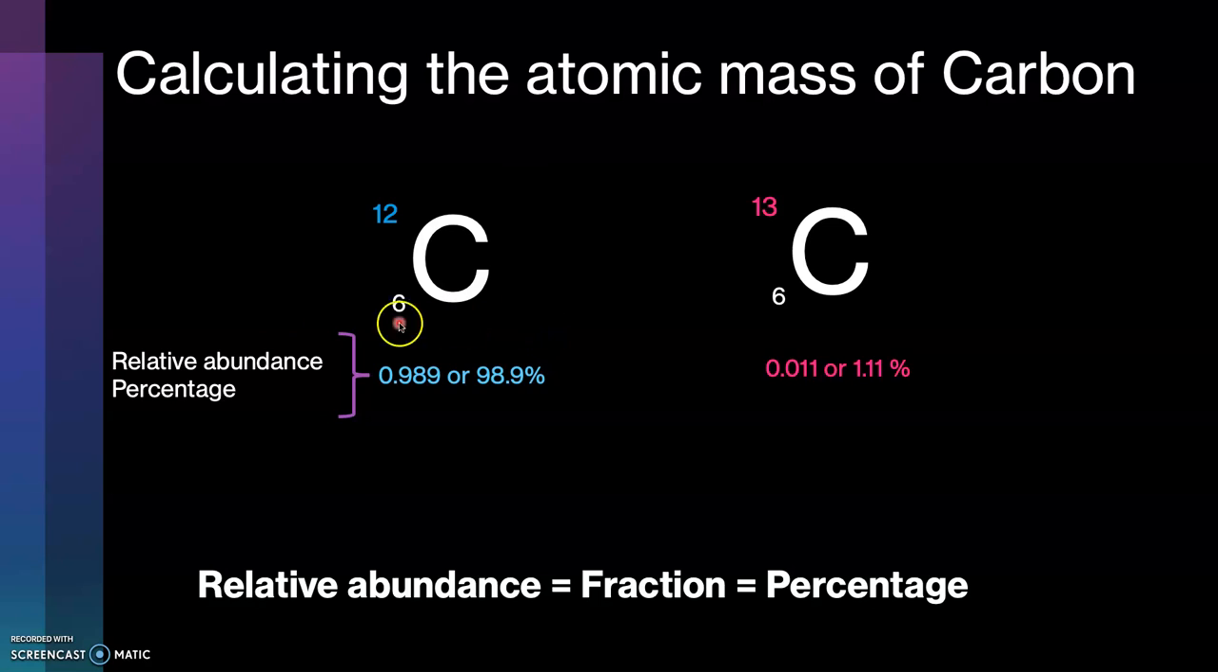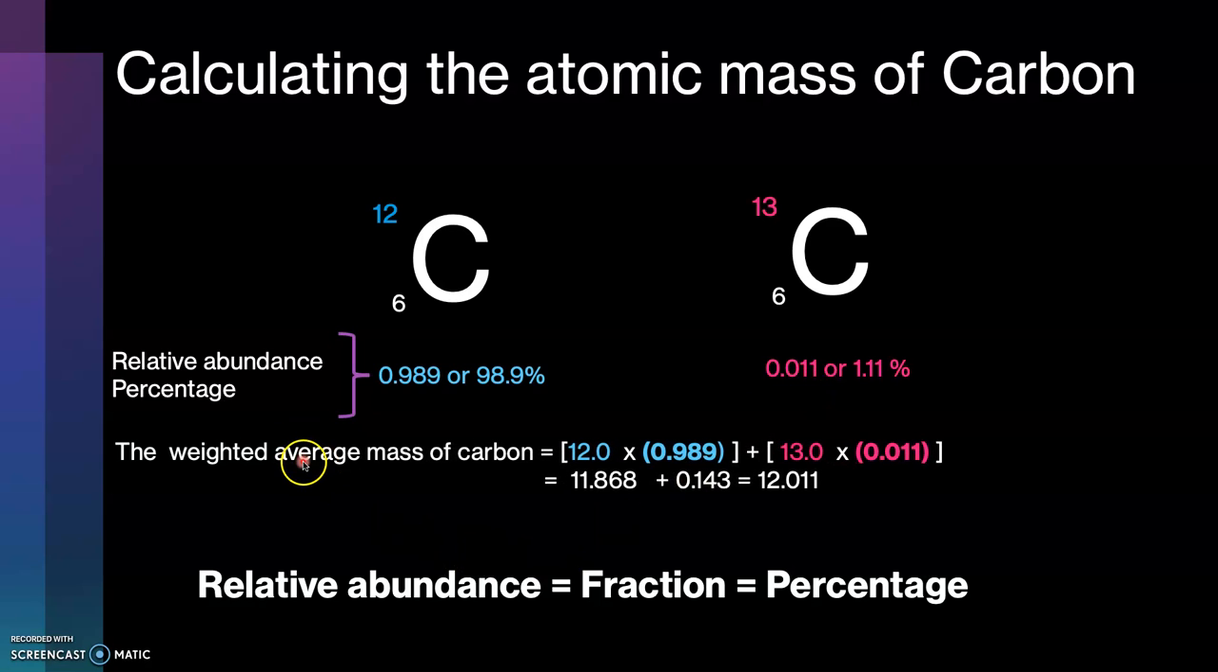Now let's take an example for carbon, calculating the atomic mass of carbon. Carbon has more than 2 isotopes, but we only use 2 isotopes here in the example because these are significant. For the other isotopes, only a really small trace can be found. For the carbon-12 isotope, the relative abundance or percentage is 0.989 or 98.9%. For the carbon-13 isotope, the relative abundance is 1.11% or 0.011.